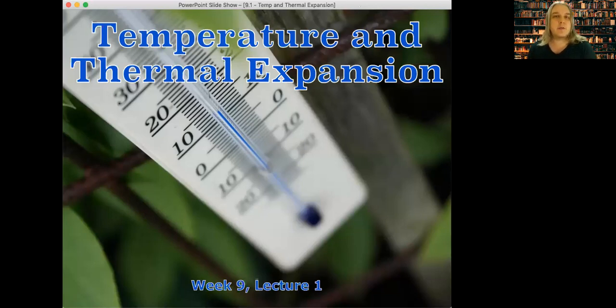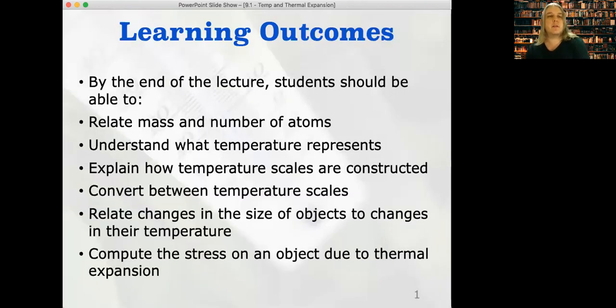And as usual, I will finish with a video of questions and problems and walk you through how to solve those. There are quite a few questions, so the third video will probably be slightly longer than normal for this lecture. Right, so the topics for this lecture are to relate mass and number of atoms.